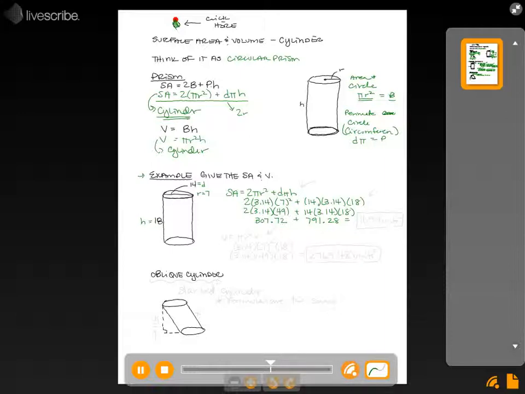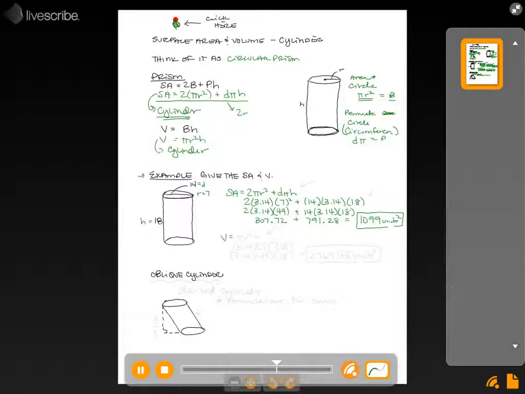So 307.72 plus 791.28 gives us 1,099 units squared. Again, it's squared because we found surface area. We found the area of the faces.